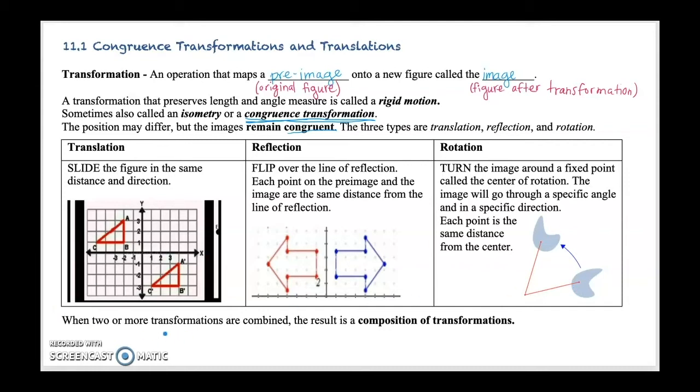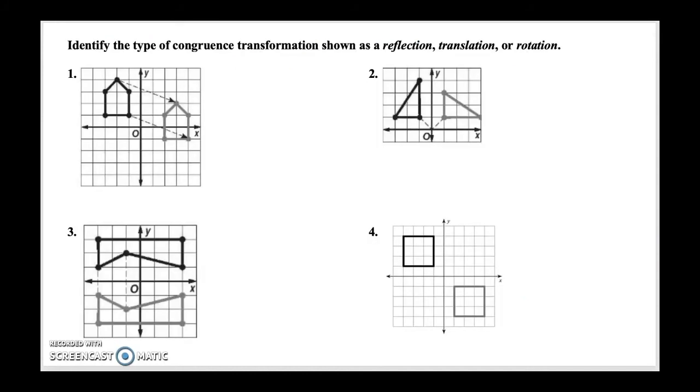And when you combine two or more transformations, you call the result a composition, or a composition of transformations. So let's practice a little bit just looking at some pictures and trying to identify what type of transformation is going on there. So maybe pause and think about which ones these are and see if you can identify the type of transformation.